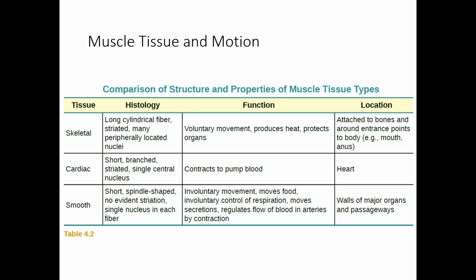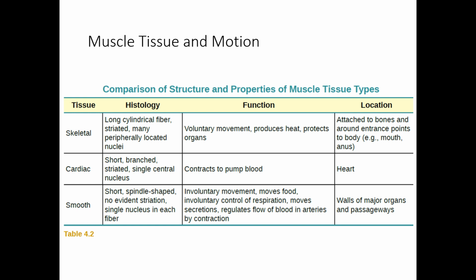Voluntary movement means that we can control that movement. We can control how our arms and legs are moving. During that movement, our body produces heat. You always can feel that you're warm or hot when you're moving, exercising. And also another function of those muscles is protecting our organs when they are located around our organs. Like for example, muscles of our abdominal wall protect our internal organs, our intestines.